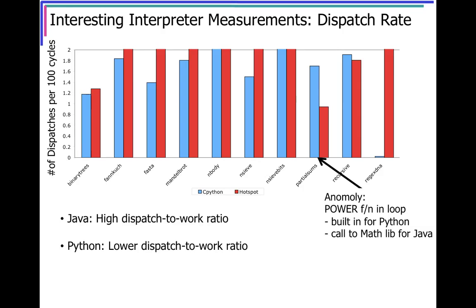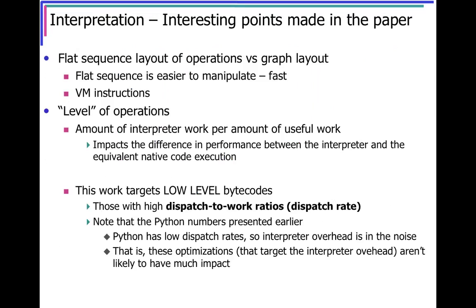Just want to point out one anomaly in the data where Python actually does better. This is a program called partial sums, and this is where the implementation of partial sums in Python is built in for the power function, whereas for Java it has to call a math library, which is implemented in Java, to perform the power function. So in this case, Python actually does better, but it's rare when that happens.